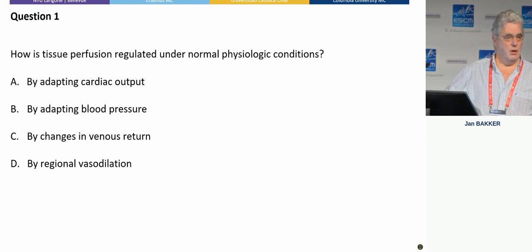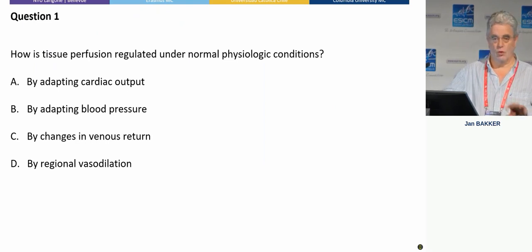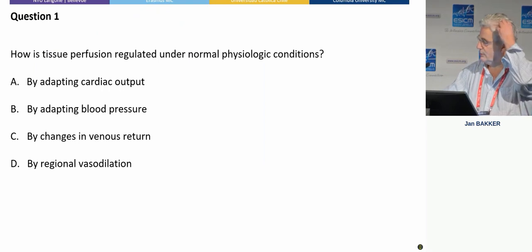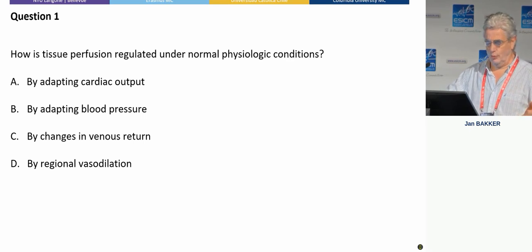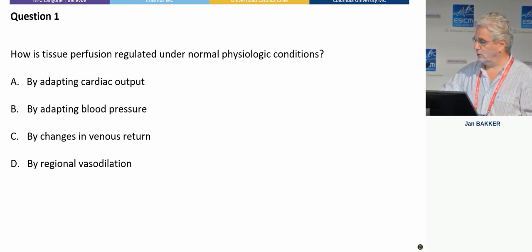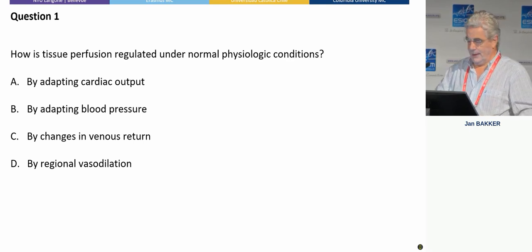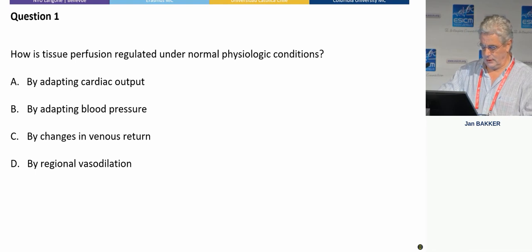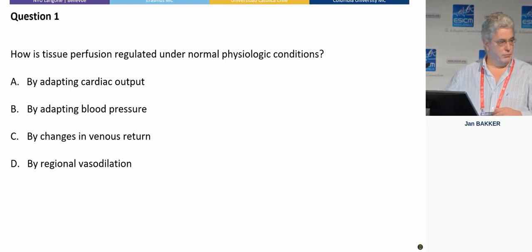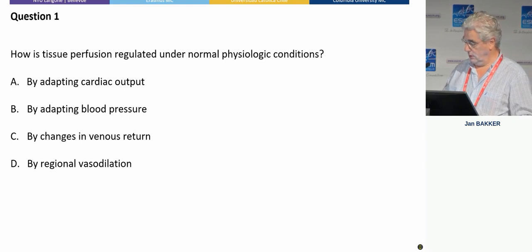And that's the question: how is perfusion of organs regulated in normal conditions? So we're not talking about sepsis or cardiogenic shock or stuff like that. So how is tissue perfusion regulated under normal physiological conditions? A, by adapting cardiac output; B, by adapting the blood pressure, the topic of this session; C, by changes in venous return; or D, by regional vasodilation.